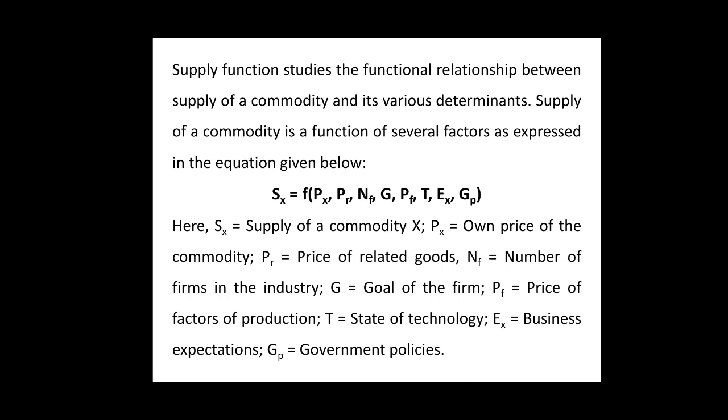It also depends on goal of the firm, that is G, price of factors of production, that is Pf, state of technology, which is T, business expectations, that is Ex, and lastly, it depends on government policies, written as Gp. Now, let us discuss these factors one by one in a much greater detail in coming slides.